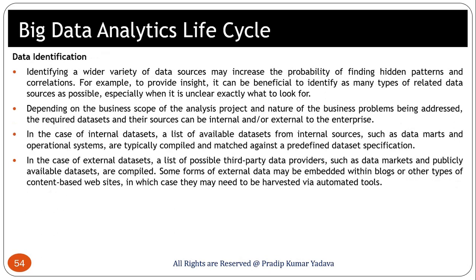Now second is data identification. So here we are talking about identifying the data. Identifying a wider variety of data sources may increase the probability of finding hidden patterns and correlations. For example, to provide insight, it can be beneficial to identify as many types of related data sources as possible, especially when it is unclear exactly what to look for.